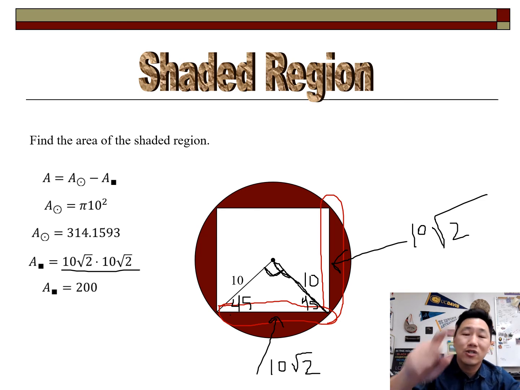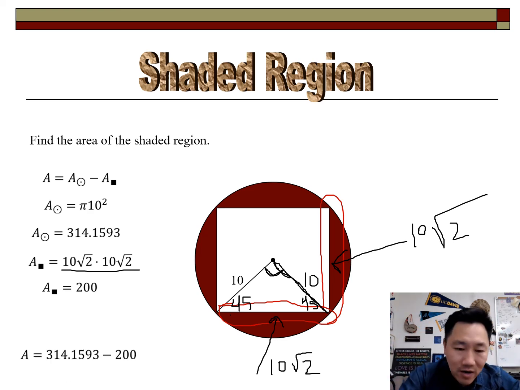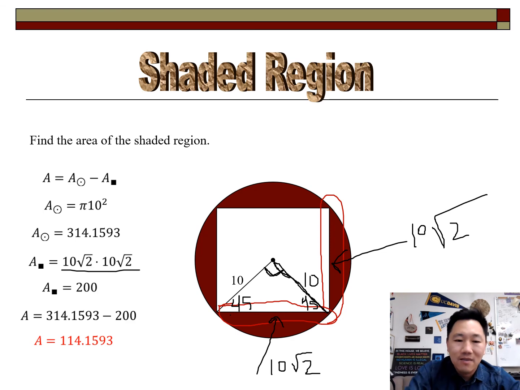To get the shaded region, it is the area of the circle minus the area of the square. And there we have it. And I keep forgetting to write the units, but this is units squared. All right, there we have it.